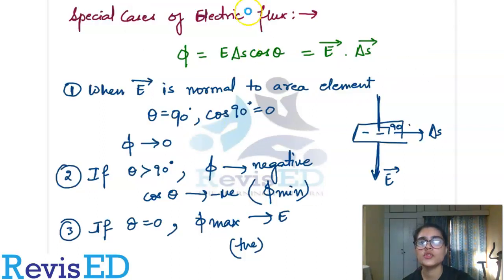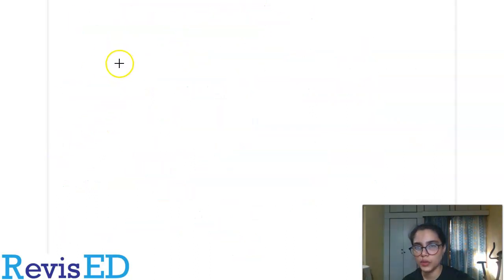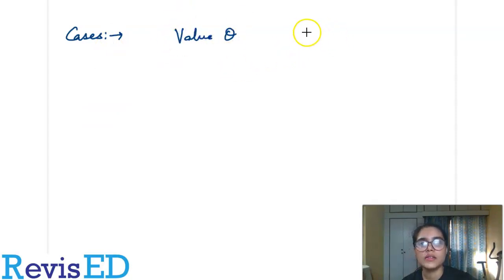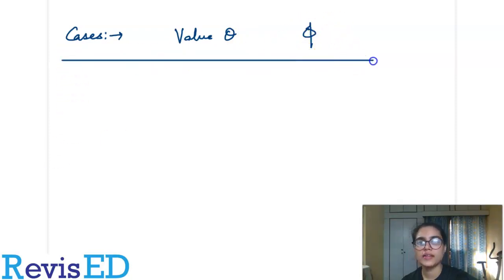So what we are going to do is make a table over here. Let's write the cases below: the value of theta and the corresponding value of your phi. So we can write this in a tabular form so that we get clear quantities in front of us.